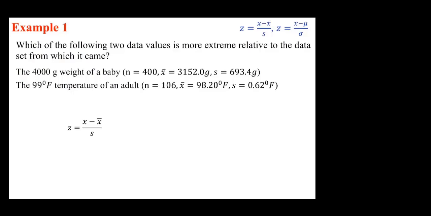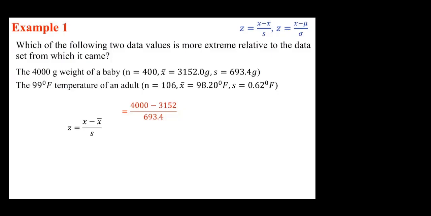So for the babies, you're going to put x minus x bar over s. You put in simply the numbers, and you end up with 4,000 grams minus 3,152 divided by s, which is 693.4. Now, notice n is 400, but it doesn't come into play. n is just a piece of information.